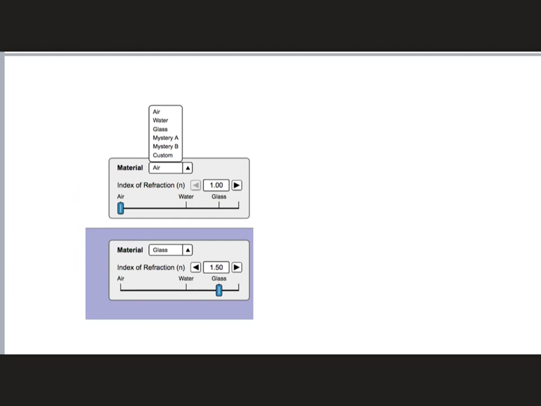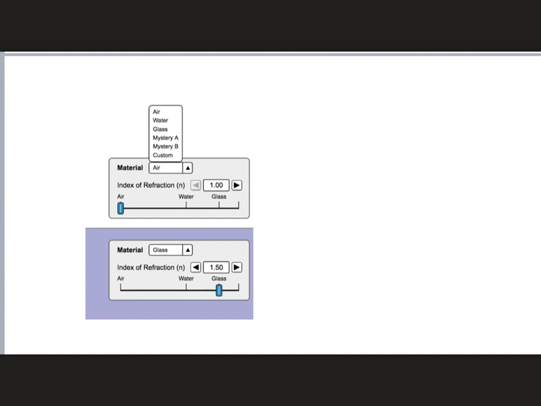Now, in the simulator, there are controls to set the indices of refraction. That's the plural of index, by the way, indices. The indices of refraction, if you click on this little drop-down box, you'll have the option of setting the index of refraction to be air, water, glass, mystery A, mystery B, and you can do custom. You can also input the number directly, and you can drag it with this slider to different values. But we're not going to do that. We're just going to try to do some simple experiments and get this relationship across.